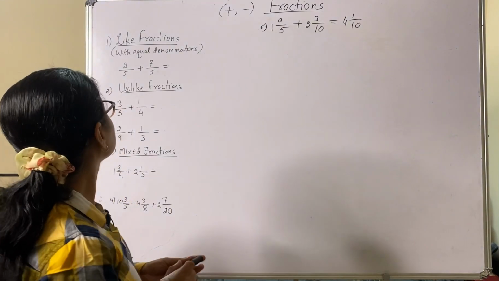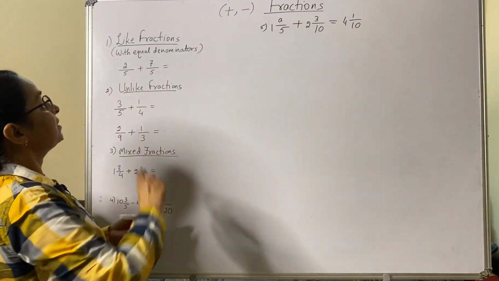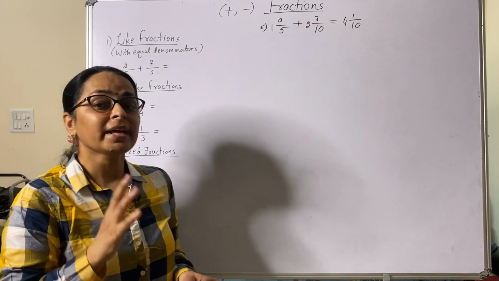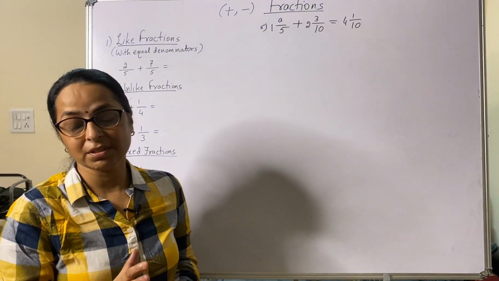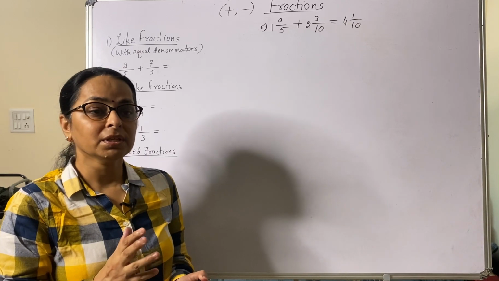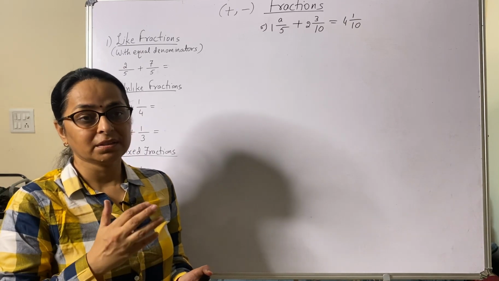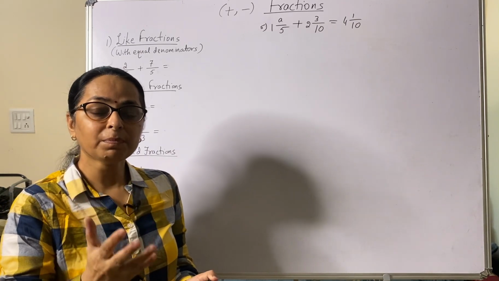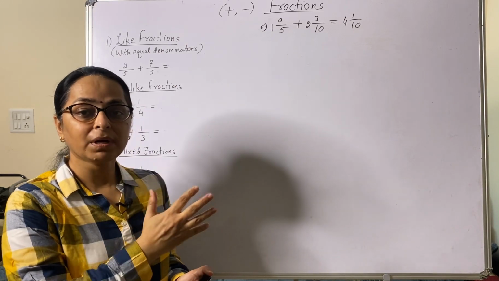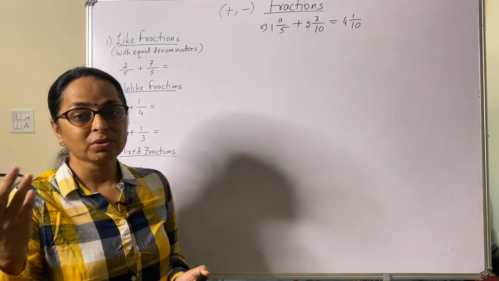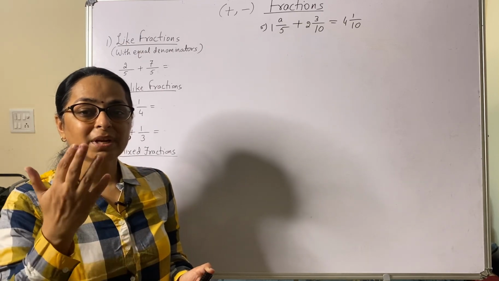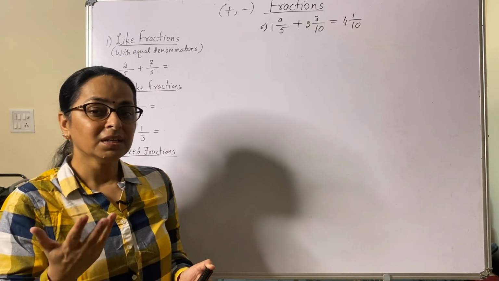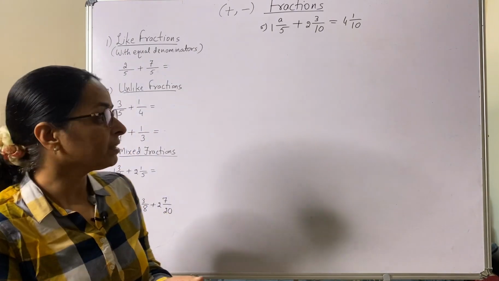Let's start. So first example is of like fractions. So like fractions are what? The fractions which have same denominator, equal denominator. Okay, like if you are having 4 total parts, so you are taking one part out of 4 and the other one is taking 2 parts out of 4. So it is 1 over 4 and 2 over 4. So they are like fractions. You know very well, right?